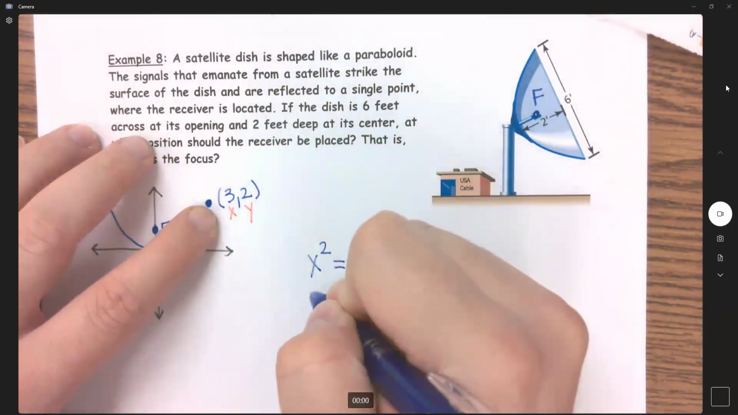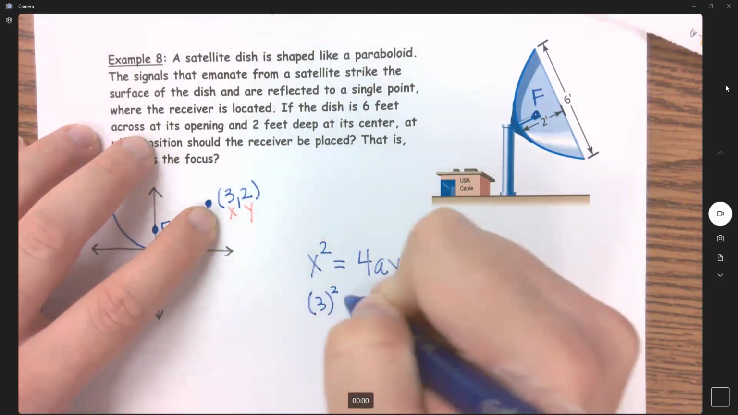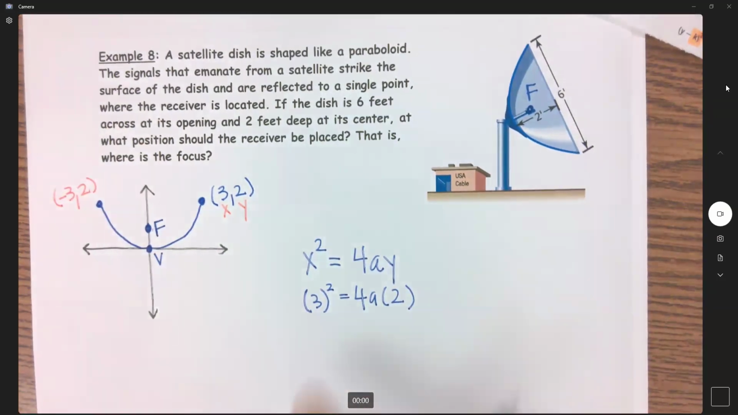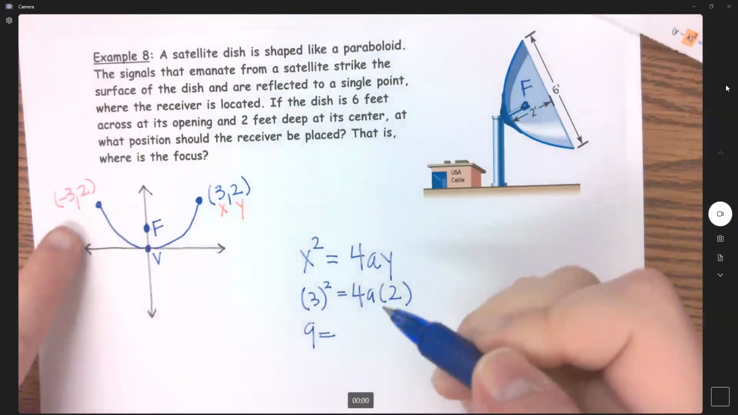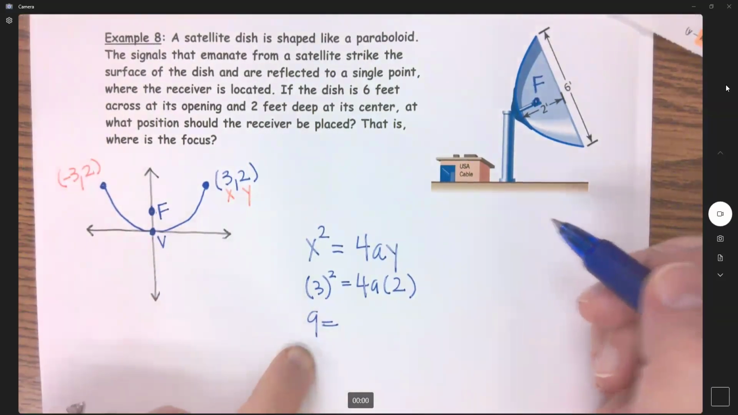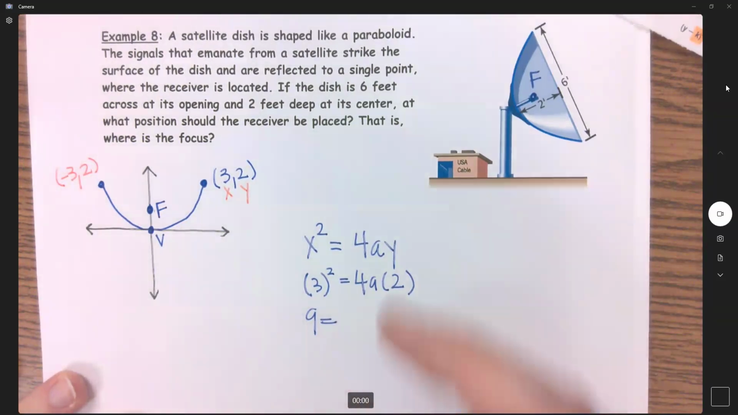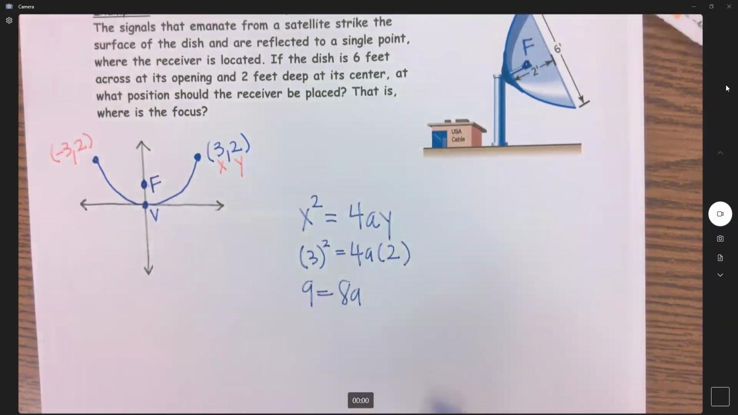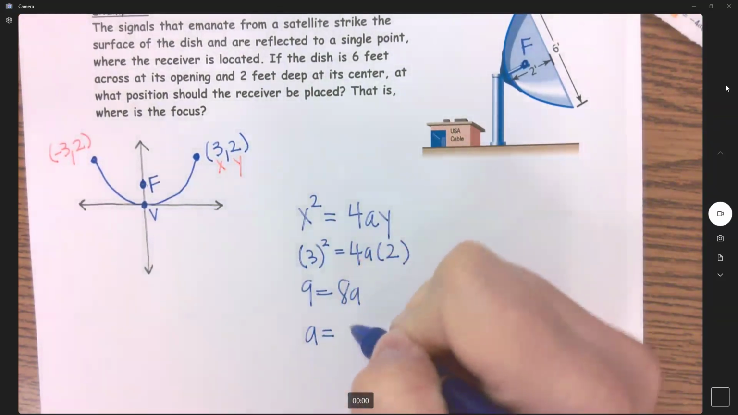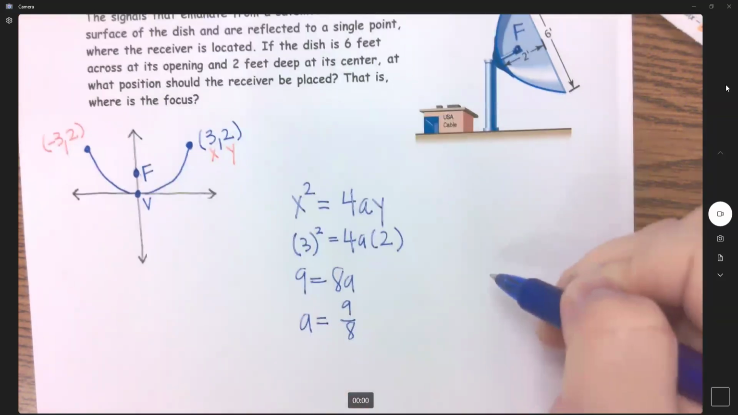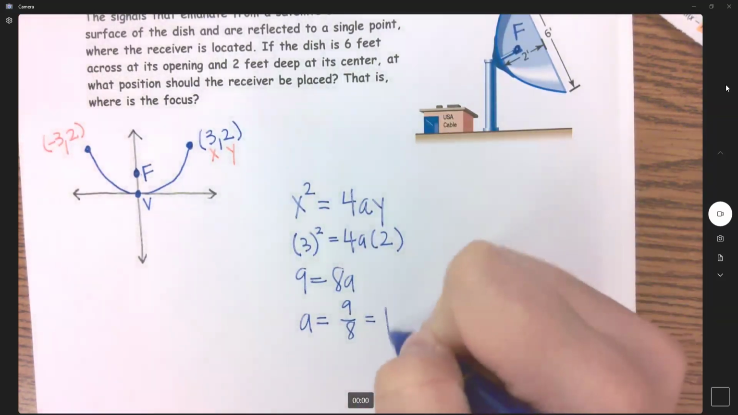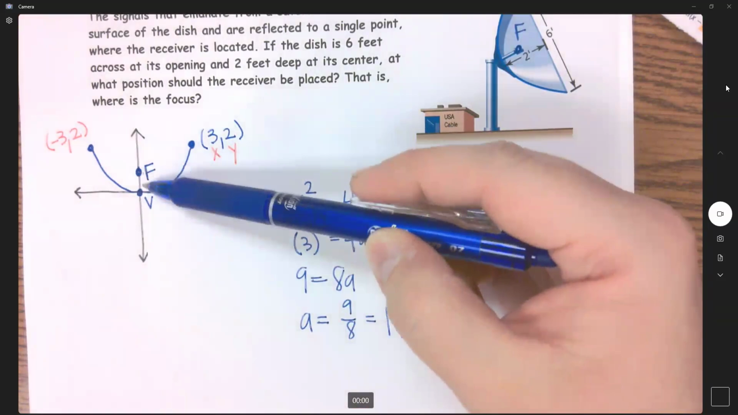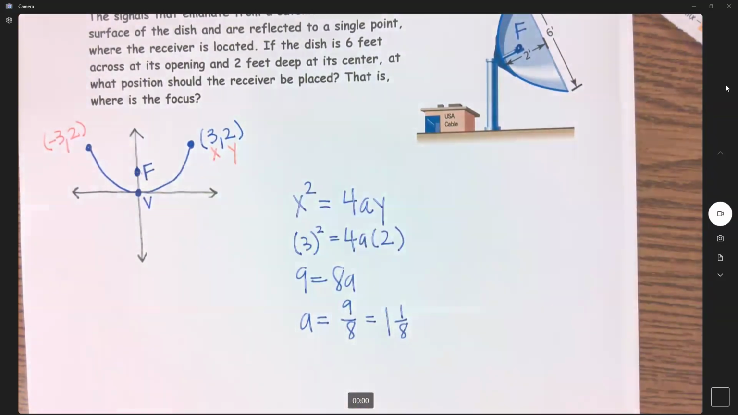So when I plug this in, we have 3 squared equals 4a times 2. 3 squared is 9. And so you can see if you do -3 in parentheses squared, you also get 9. 4a times 2 is 8a. And if I divide the 8 over, I'm going to get a equals 9 over 8, which is the same thing as 1 and 1/8. So now I have that distance of a from my vertex to my focus.